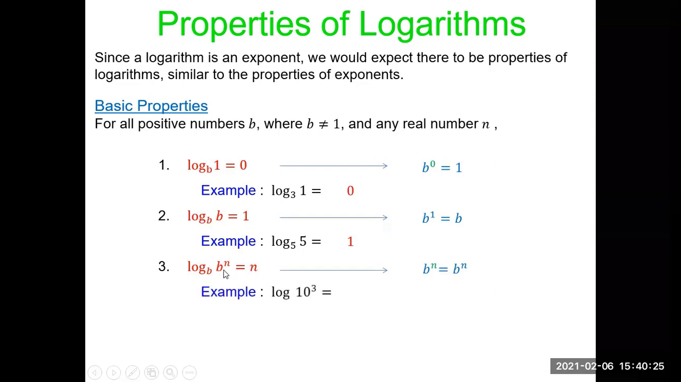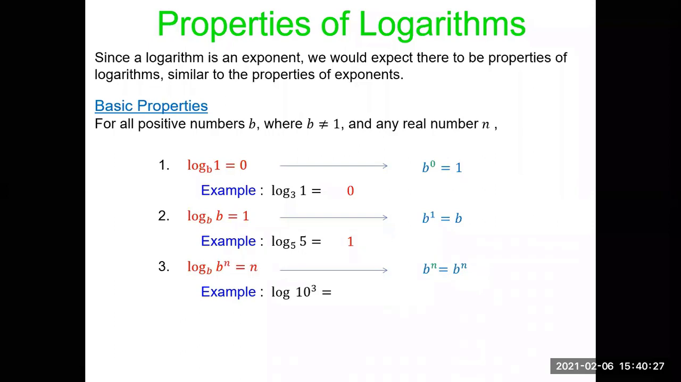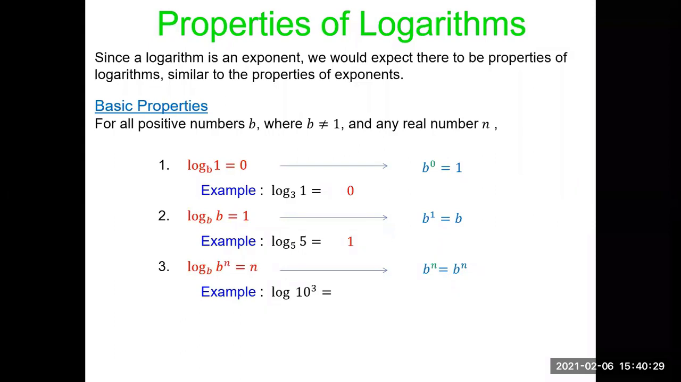So let's look at an example here. If we have log of 10 cubed, remember that a logarithm without a base drawn or written is always going to have a base of 10. So log of 10 cubed means the same thing as log base 10 of 10 cubed. And because the argument has the same base as the base of the logarithm, the answer is 3.